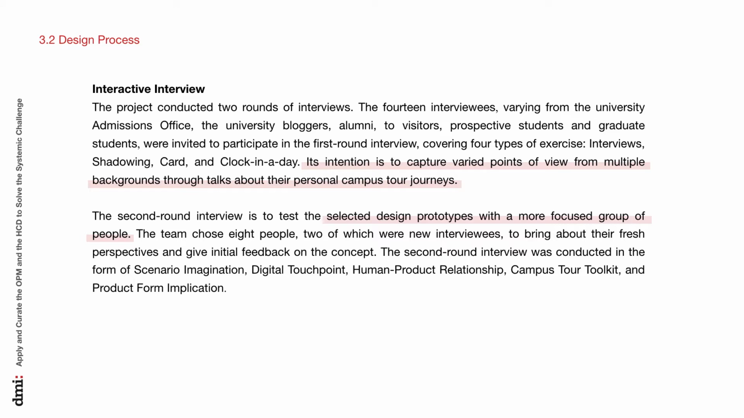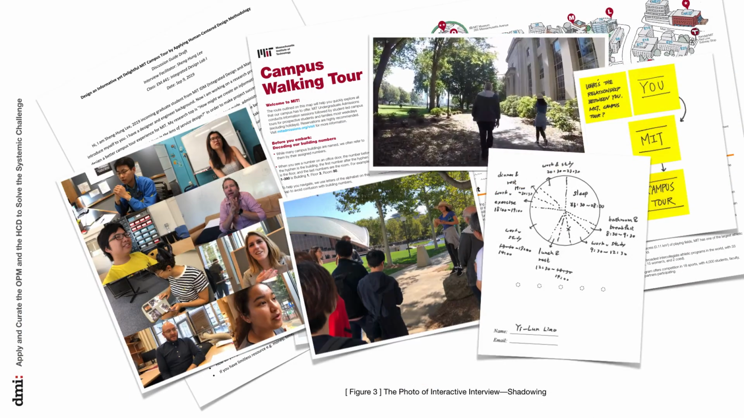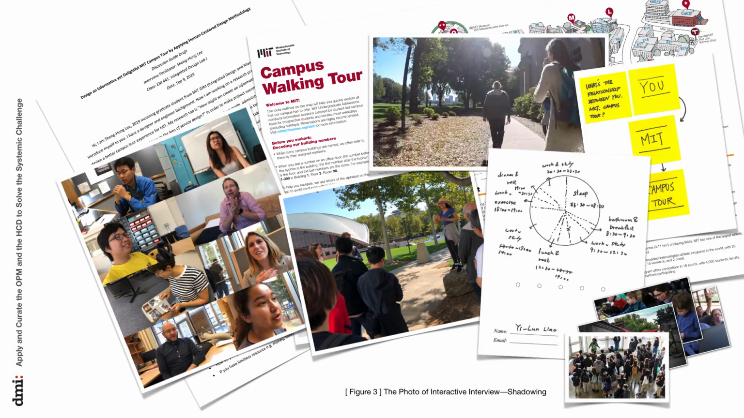The project conducted 2 rounds of interviews. The 14 interviewees, varying from university admission office, the university blogger, alumni, visitors, prospective students, and graduate students, were invited to participate in the first round interview, covering 4 types of exercise: interviews, shadowing, card, and clock in a day exercise. Its intention is to capture various points of view from multiple backgrounds through talks about their personal campus tour journeys. The second round interview is to test the selected design prototypes with a more focused group of people.